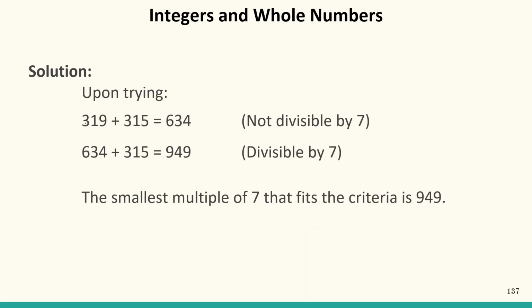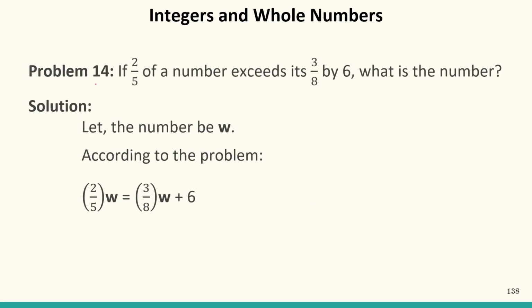So upon trying, 319 plus 315 is equal to 634. 634 plus 315 is equal to 949. Okay, both are not divisible by 7. So the smallest multiple of 7 that first fits the criteria is 749. Let's see problem number 14.